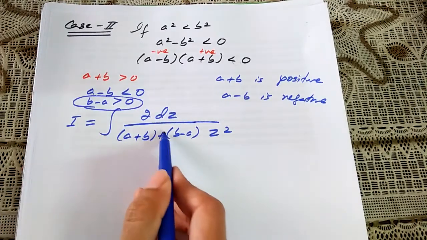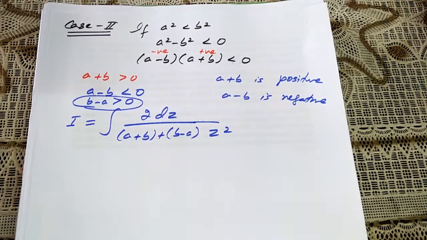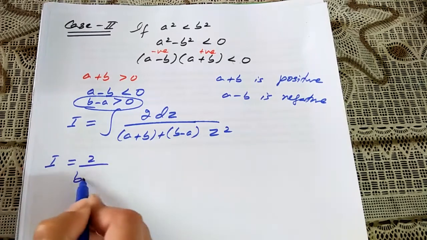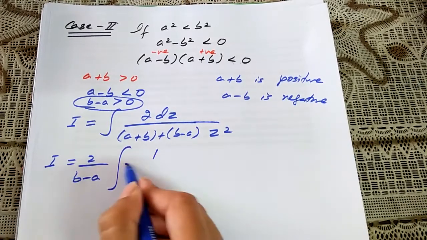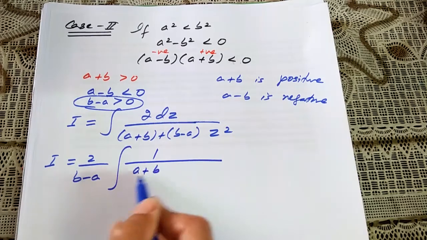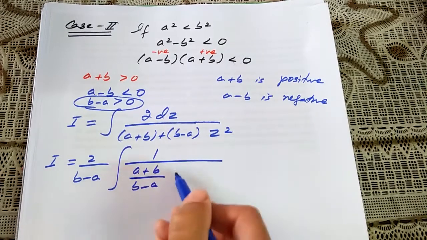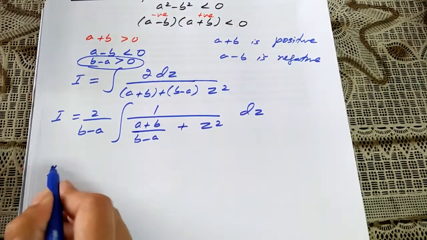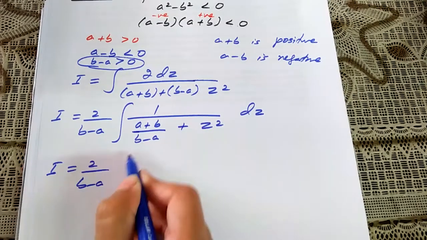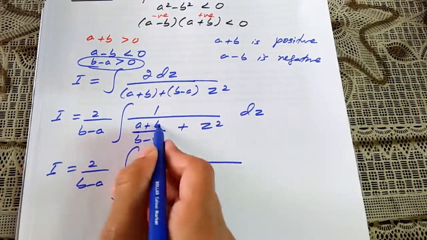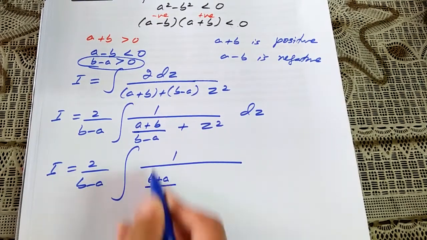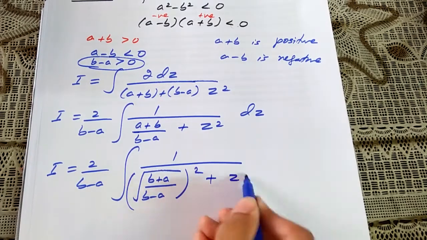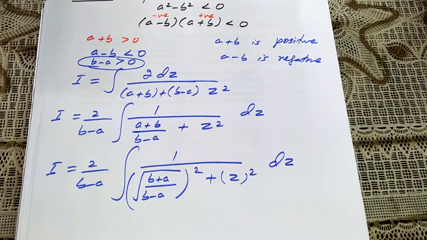So there is no need to change this sign. Take this b minus a common and this 2 also common. I will get I is equals to 2 over b minus a integration 1 over a plus b over b minus a plus z square dz. Now this can be written as I is equals to 2 over b minus a integral 1 over. Now a plus b can also be written as b plus a, and this term b minus a, now write it in under root and whole square, and this square dz.